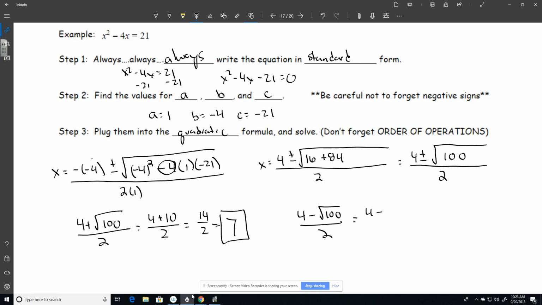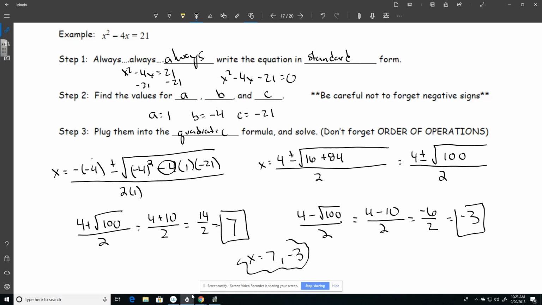4 minus the square root of 100 is 4 minus 10, and all of that's divided by 2. 4 minus 10 is negative 6 divided by 2. Negative 6 divided by 2 is negative 3. There's my other solution to this equation. X can equal 7, and it can also equal negative 3.